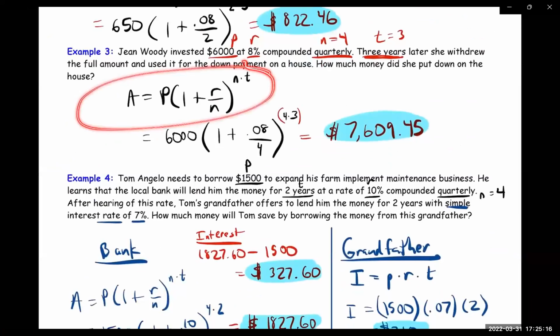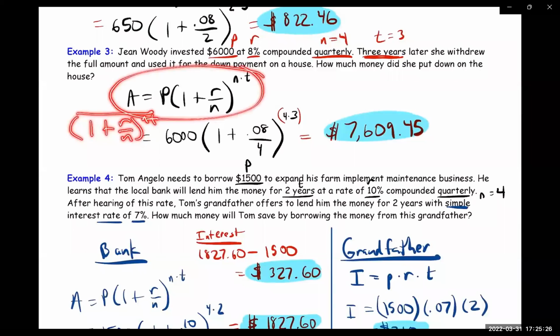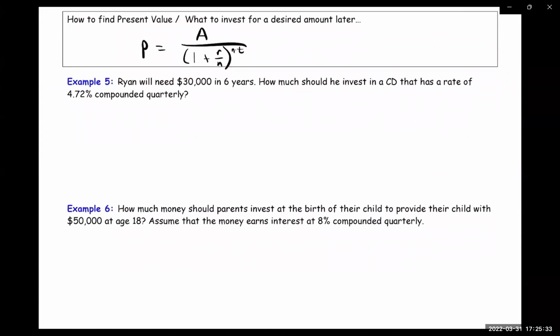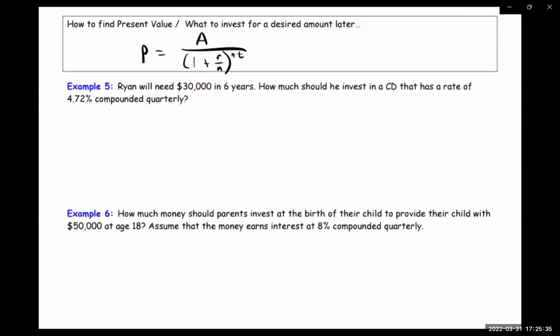So if you take that formula and you divide both sides by all of this, you're going to get P equals A over (1 plus r over n) to the nt. So it's the same exact formula, you're just solving for P. All right, so that tells you the present value of something given the other information. So let's see how that would look.